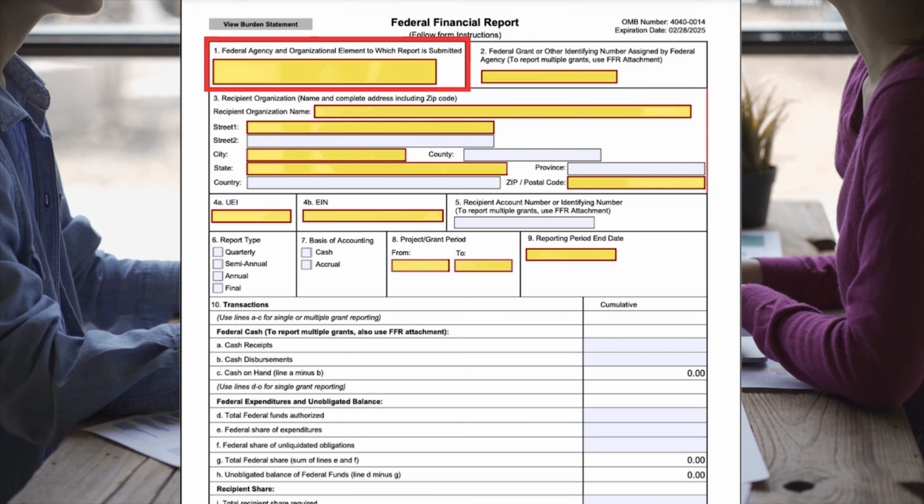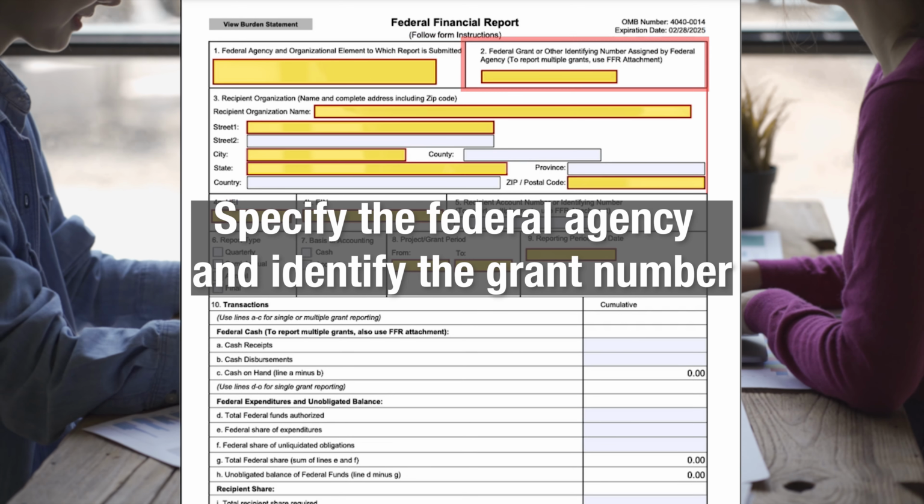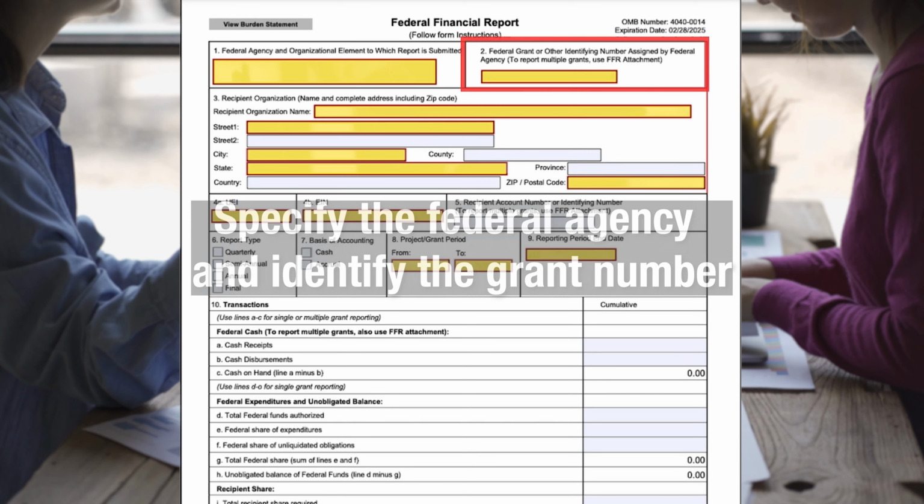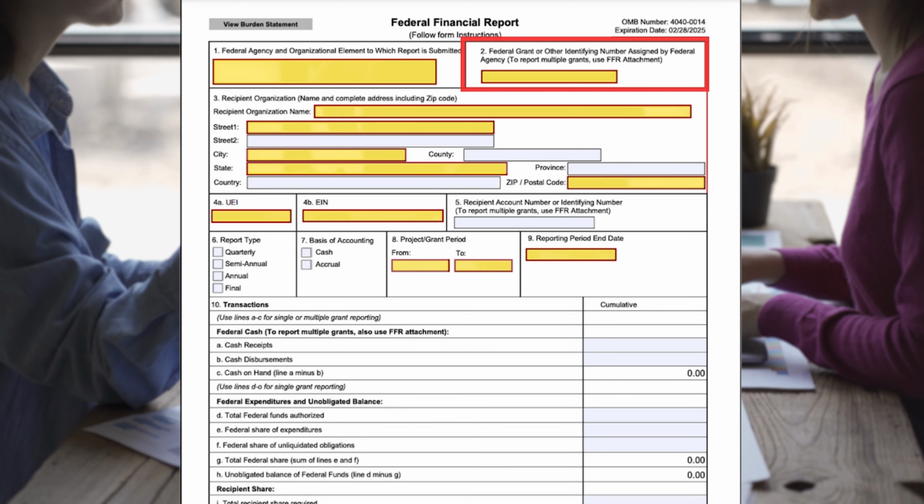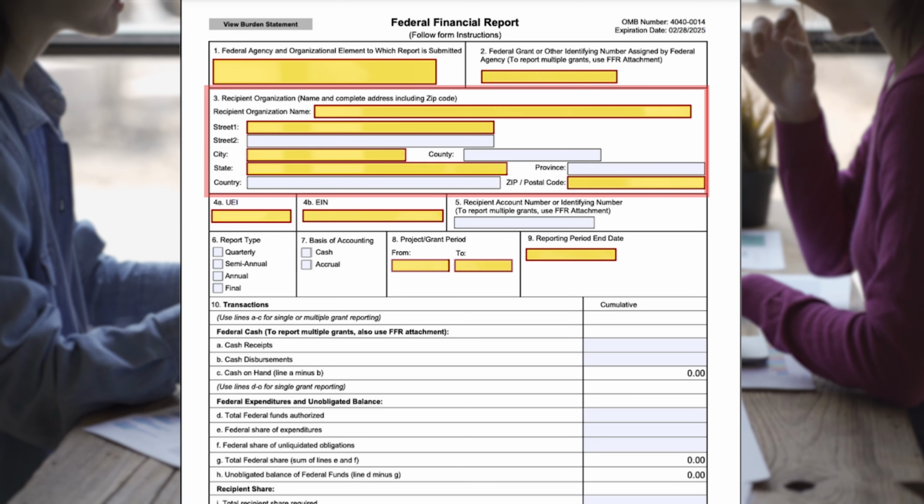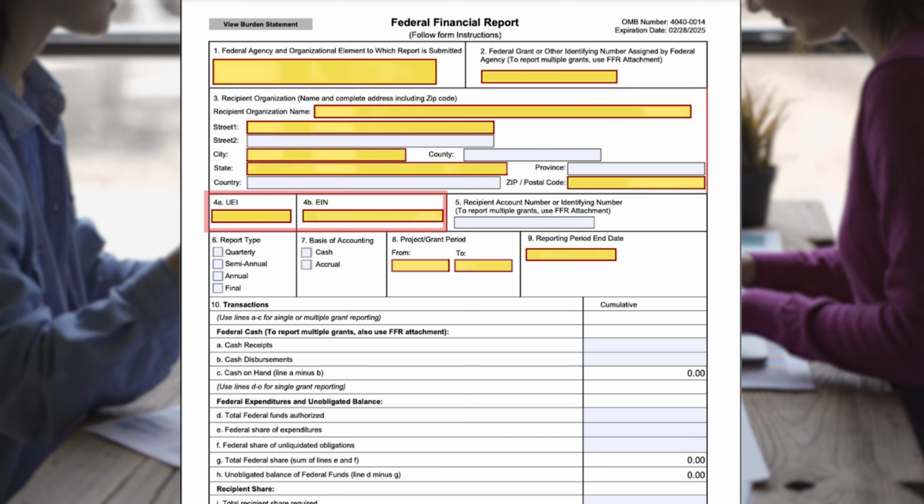In Section 1, you begin by specifying the federal agency and identifying the grant number. Make sure this information matches your award documents to avoid processing delays. Moving on to Section 3, enter your organization's full legal name and address. Make sure to include the DUNS and EIN numbers as well.